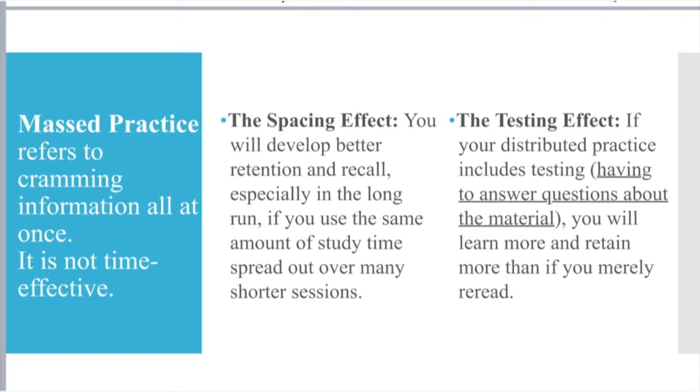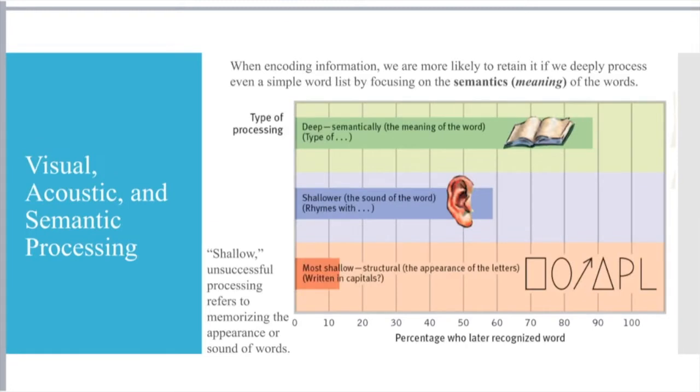So we have the spacing effect and the testing effect that all fall under this idea of massed practice. Both of them kind of undermine this idea that cramming is a successful way to study. It is not a successful way to study. And then the last piece of the puzzle here for encoding is looking at the different types of processing within encoding. You have visual, acoustic, and semantic processing.